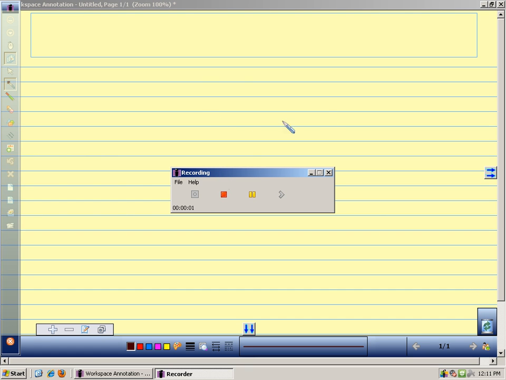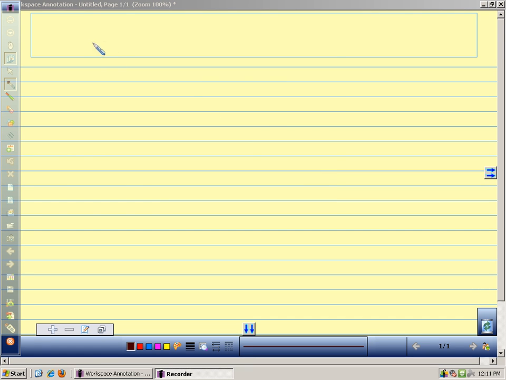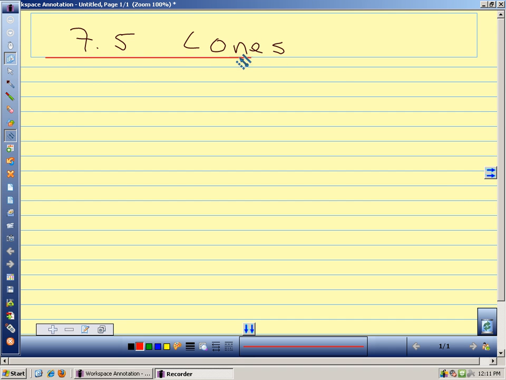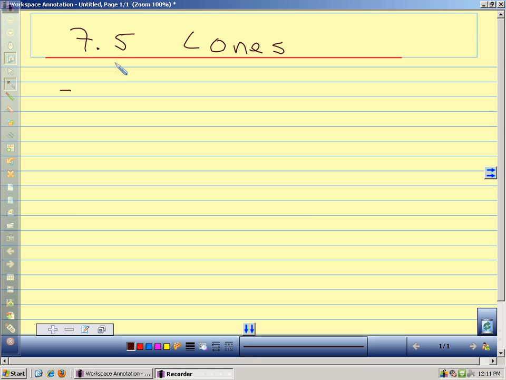7.5, and we are going to talk about our formulas for surface area and volume of cones. So we're going to do what we've done before, and figure out what's important about cones, what makes the shape a cone. So let's talk about what we know about cones. What kind of shape is a cone going to be? What do we think? Has something to do with a circle.